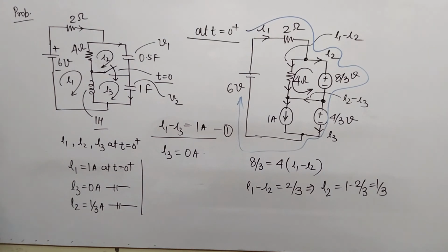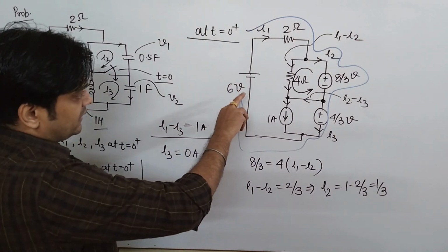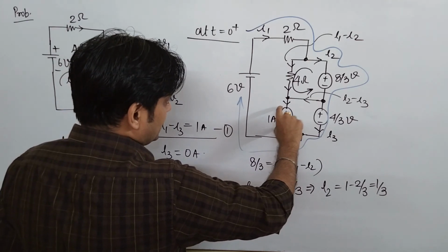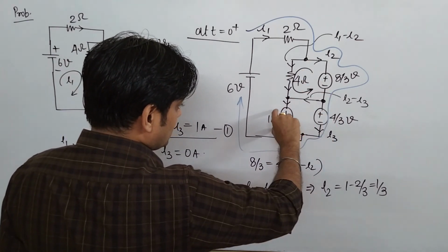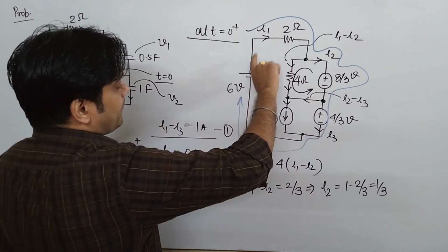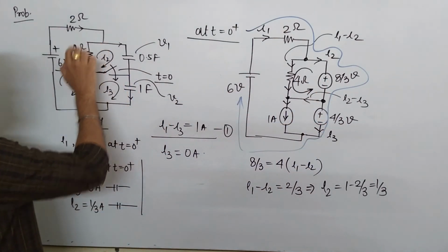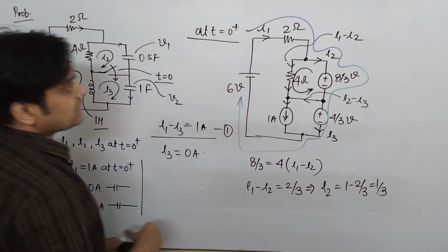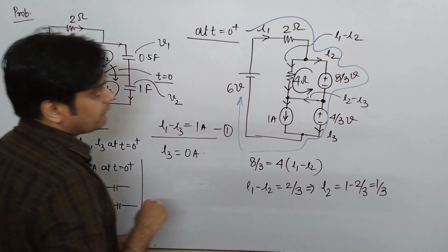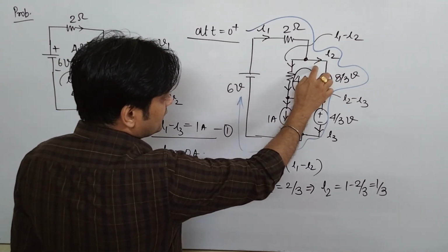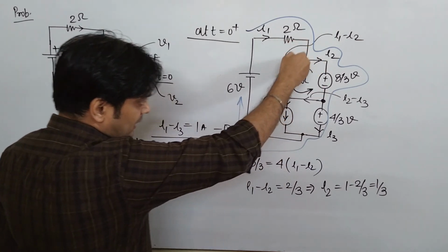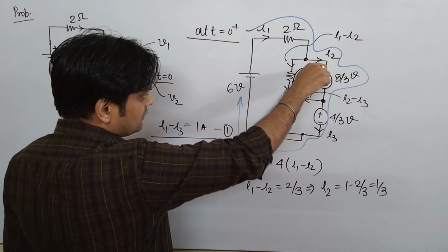Once again I am explaining, please try to understand. This is your 6 volt. We have drawn the circuit at t equal to 0 positive. The inductor and capacitors are energized by the current and voltage which we have already found. We found I1, I2, I3 at branch level, because otherwise it is difficult to understand the actual value of currents. So I1 is flowing here, I2 is here and I3 is here, and now we have applied the concept of current division.